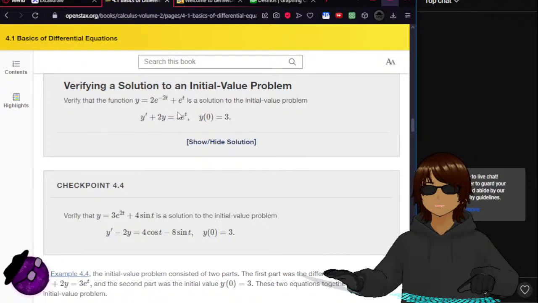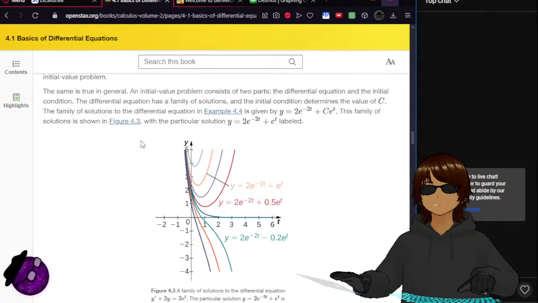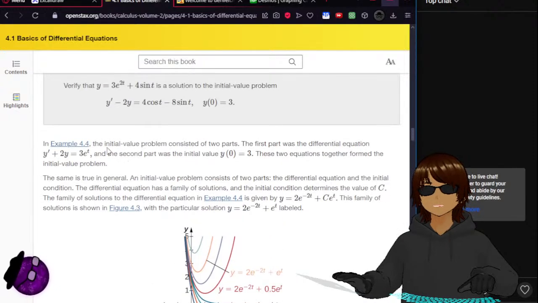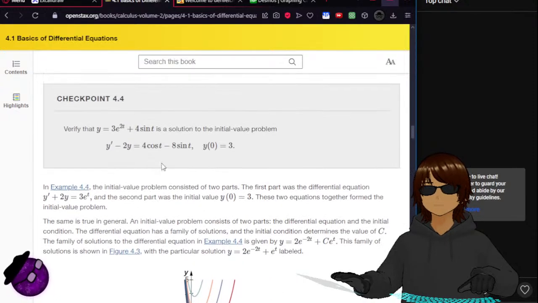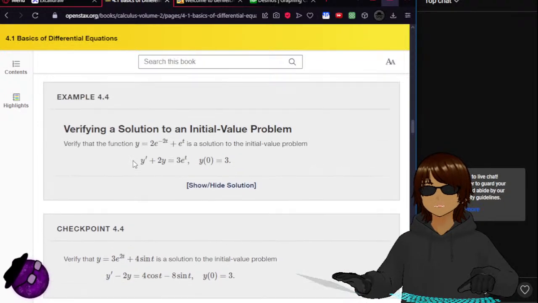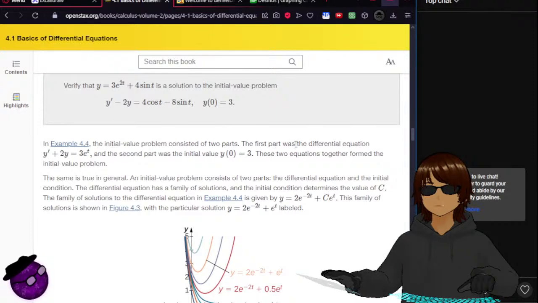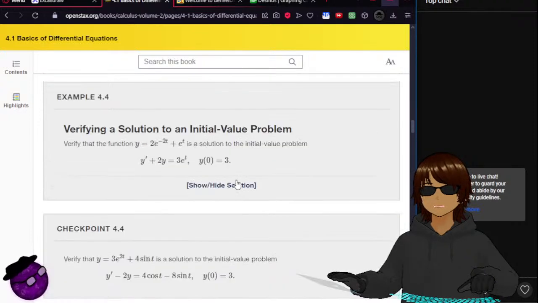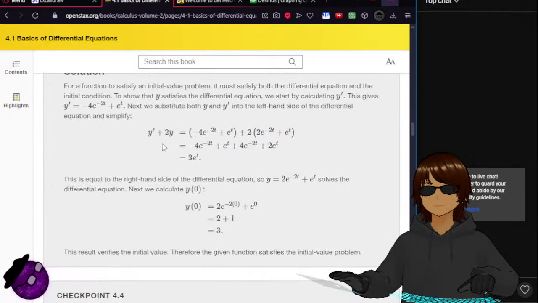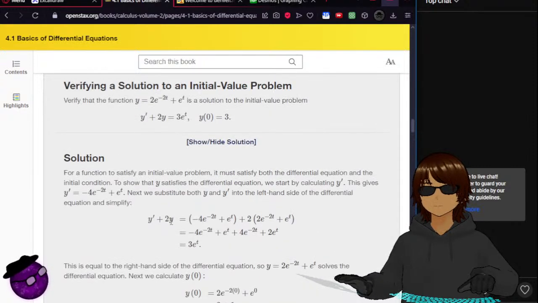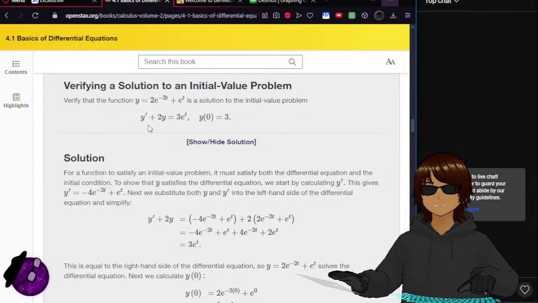Verifying a solution. I want a problem where I have to find the solution. The initial value problem consisted of two parts. In example 4.4, the first part was the differential equation. So let's see. So what are they doing here?